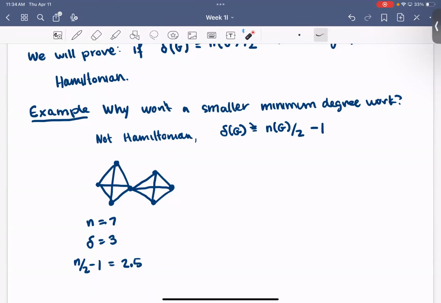Does anyone have another example? This is one strategy: gluing complete graphs at a central vertex. Could you take that central vertex and extend it? Yes, I think that works. So this will also still not be Hamiltonian. Oh, but then n raises by 1, and then we have 3.5 is this number. So I think this actually doesn't work.